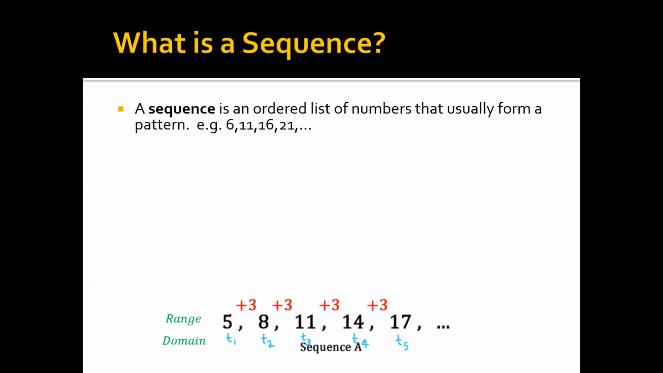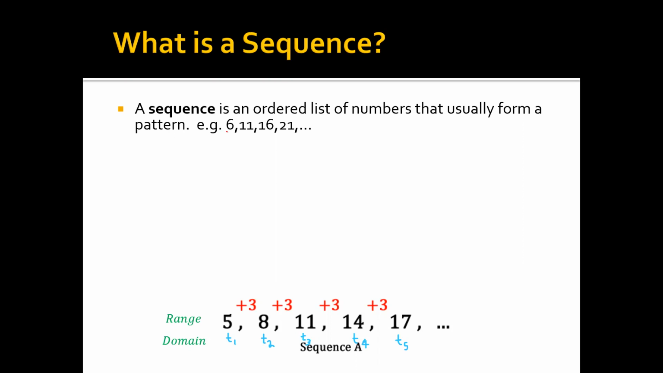So what is a sequence? A sequence is an ordered list of numbers that usually follow a pattern. Most of the time there's going to be a pattern that we see here. So for example, 6, 11, 16, and 21. You probably did this even in elementary school. Teacher would give you a list of numbers and you have to try to figure out what's the pattern here.